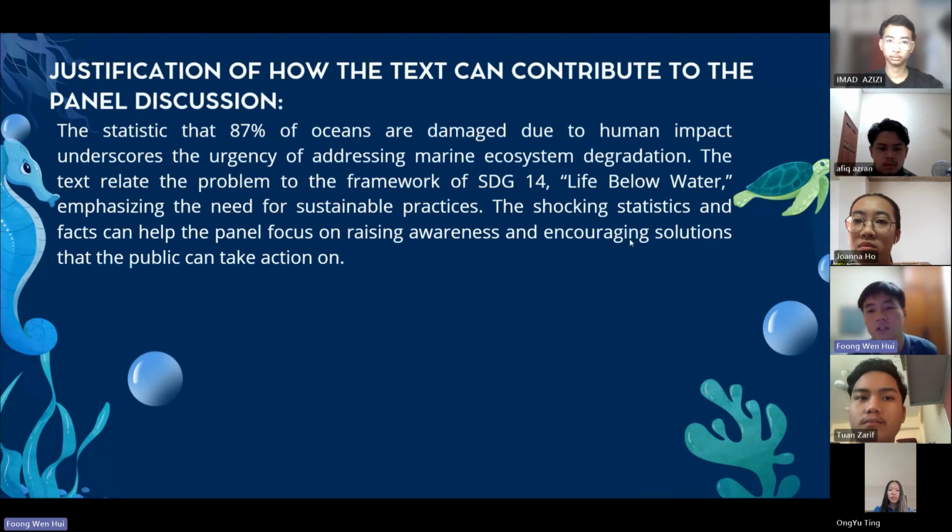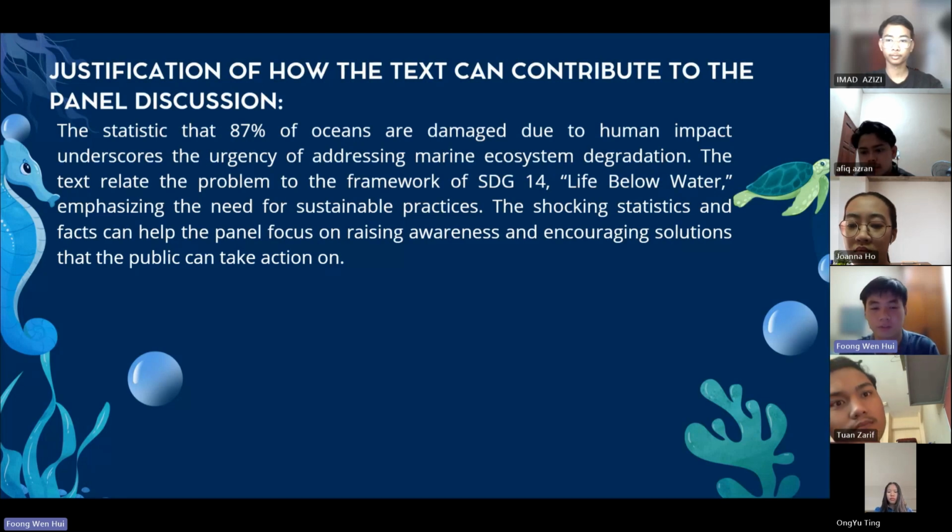Justification of how the text can contribute to the panel discussion. The statistic that 87% of oceans are damaged due to human impact underscores the urgency of addressing marine ecosystem degradation. The text relates the problem to the framework of SDG 14, Life Below Water, emphasizing the need for sustainable practice. The shocking statistics and facts can help the panel focus on raising awareness and encouraging solutions that the public can take action on.